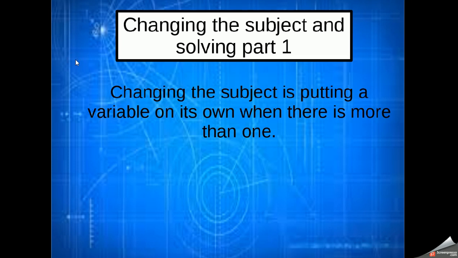What do they mean? Well, firstly, changing the subject is when you put the variable on its own. There's more than one type of variable. For instance, if I said x is equal to y plus 2, there are two variables there. There's an x variable and there's a y variable. And the x is on its own, so the x is made the subject. If I change that equation to be x minus 2 is equal to y, I've now made y the subject of the equation because it's on its own.